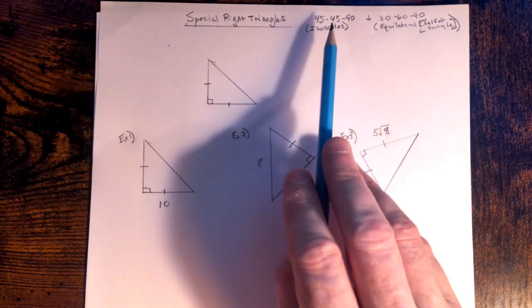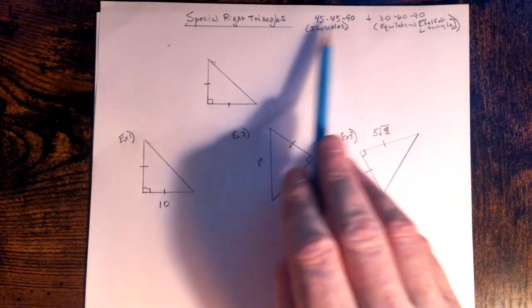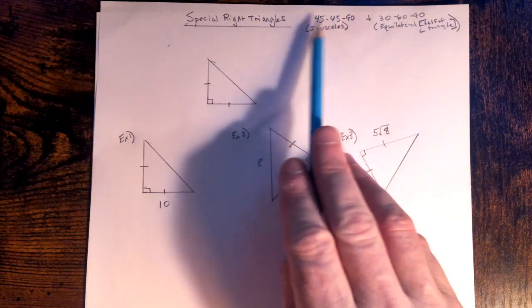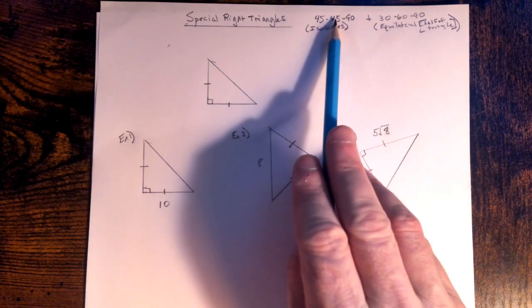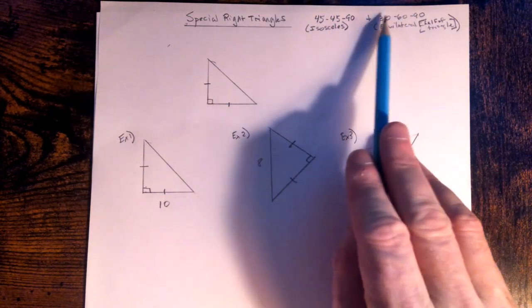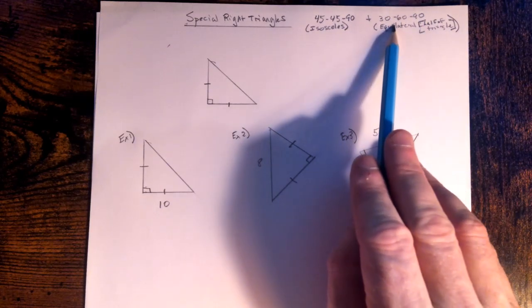So we have the 45, 45, 90, which is just an isosceles triangle because two angles are the same. So then two sides are congruent. And then we have a 30, 60, 90 triangle, but it's built off of an equilateral triangle.